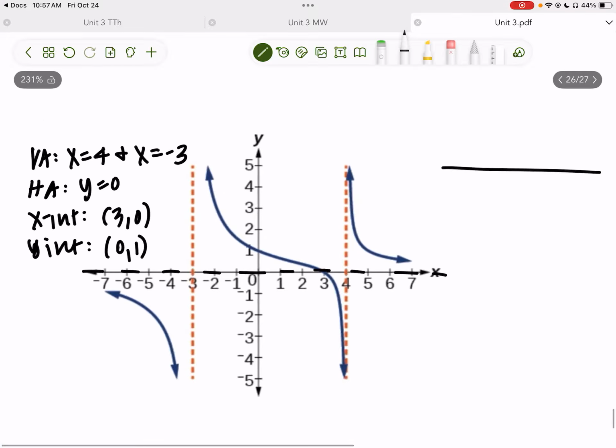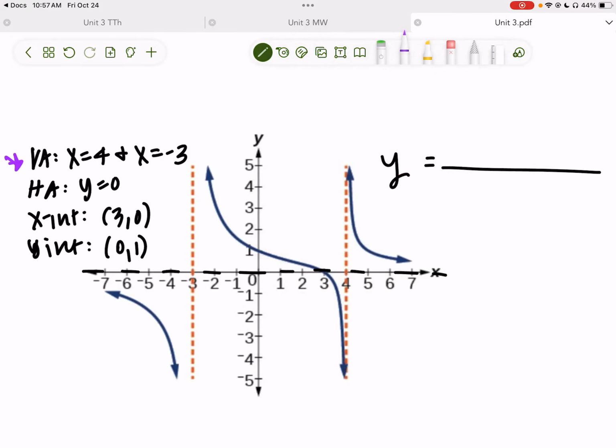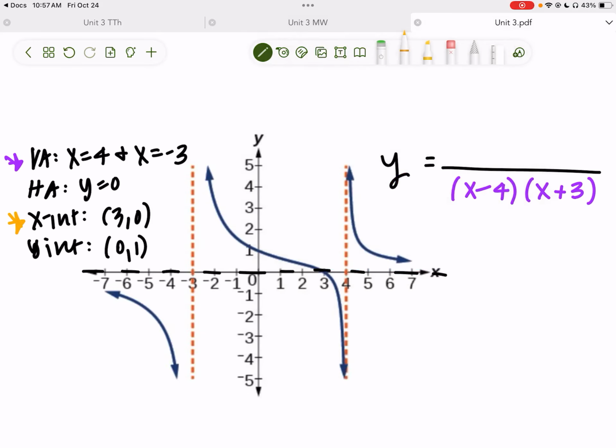Let's do the same thing. I will go ahead and start with my vertical asymptote. I'm going to write it in factored form. You can also do that. I'm not too worried about it being in standard form. Factored form is way more useful anyway. My x-intercept will go in the numerator.